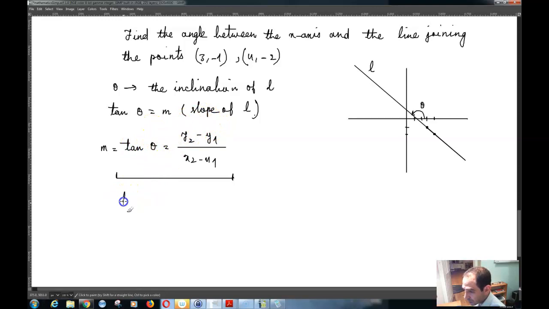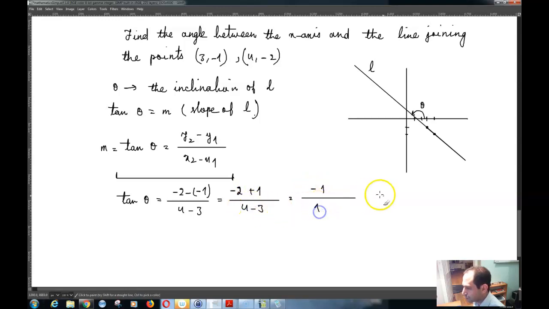Meaning that you can write tan of theta is equal to y2 minus y1, so that's -2 minus -1, over 4 minus 3, which is equal to -2 plus 1 over 4 minus 3, which is equal to -1 over 1, which is equal to -1.